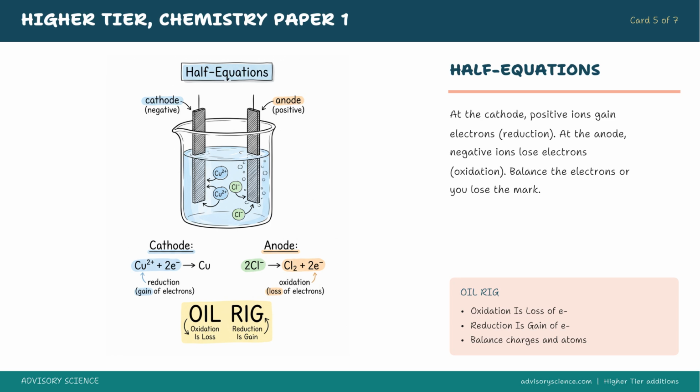In the exam, balance both the charges and the atoms. Count the electrons on each side. They must equal the change in oxidation state. And if you remember OIL RIG, oxidation is loss, reduction is gain of electrons. Cathode is reduction, anode is oxidation.